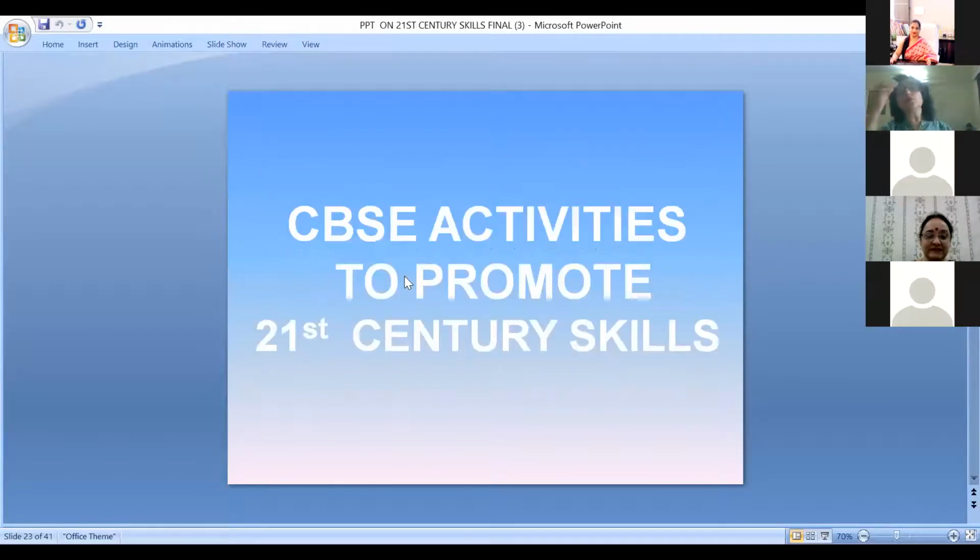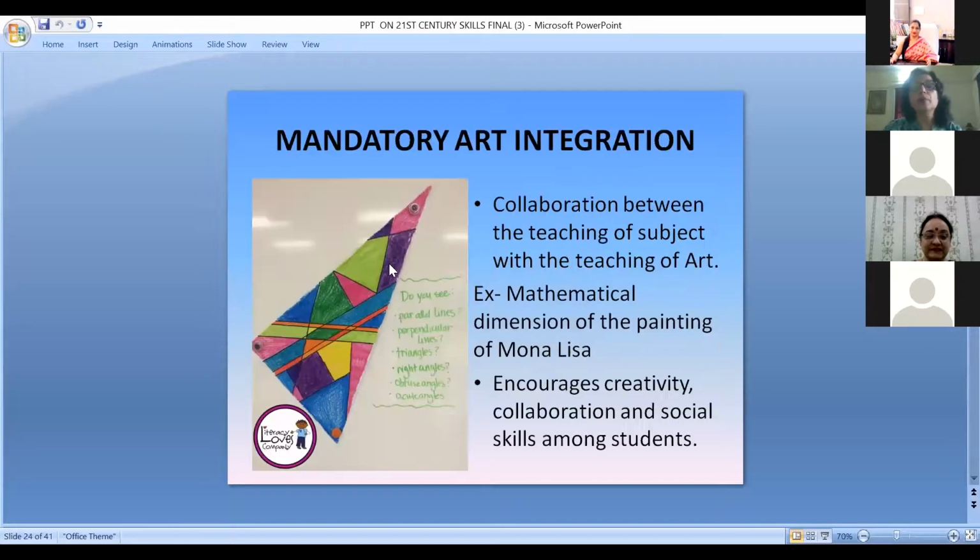Next, we come to another part of CBSE activities to promote 21st century skills. What kind of activities are being organized by CBSE to promote these skills. Mandatory art integration. So CBSE says that art has to be integrated with education. We cannot say art has nothing to do with education or learning, but if you see the collaboration between the teaching of a subject with the teaching of art, like for example, the mathematical dimensions of the painting of Mona Lisa.